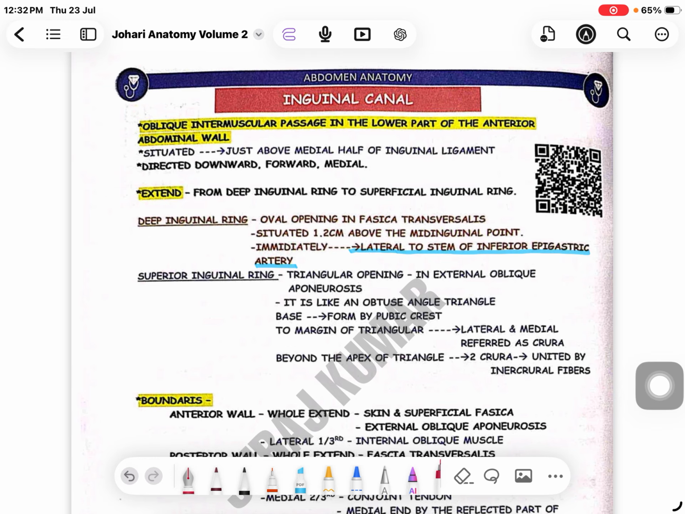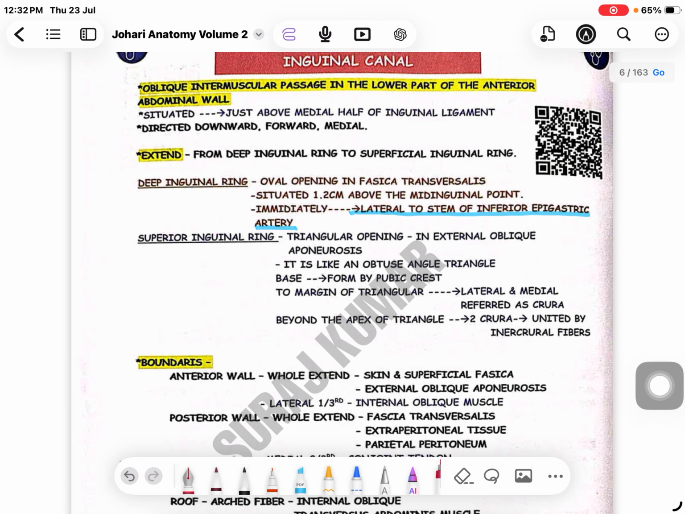Now the superficial inguinal ring is a triangular opening. When it opens, it is somewhat triangular, and the base is formed by the pubic crest, the bone present here. The triangle has these two sides, which are the two crura. The lateral and medial margins of the triangle are called the crura. It is a triangular opening in the external oblique aponeurosis, like an obtuse angle triangle.